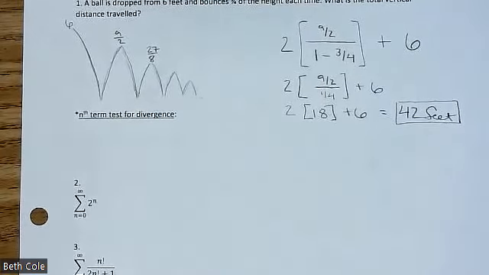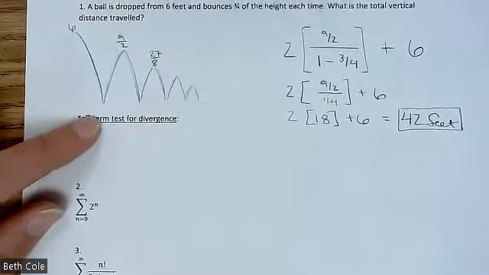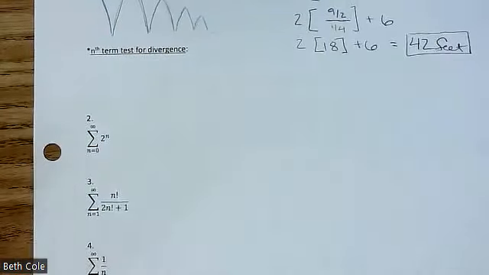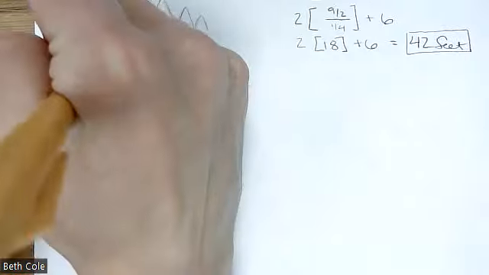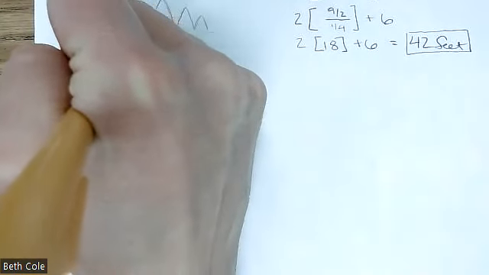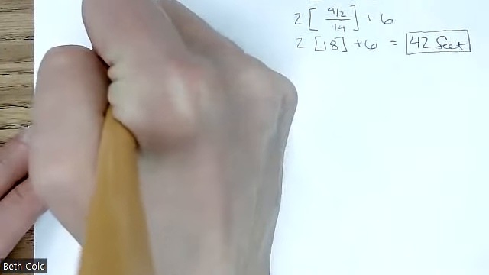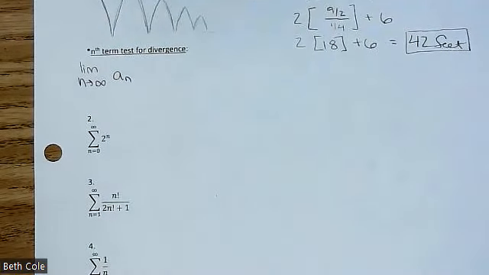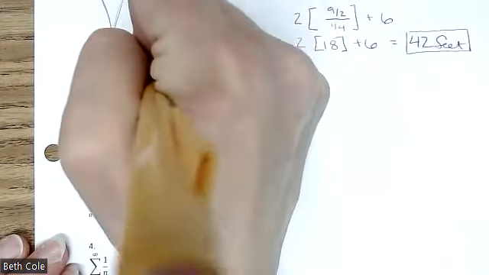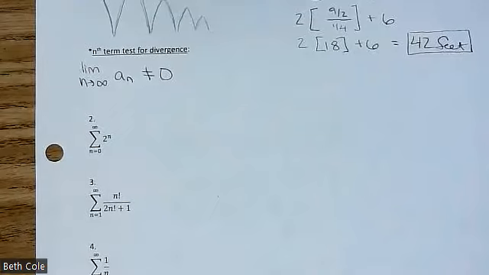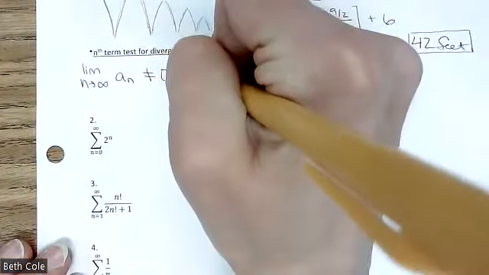All right, so that was just a review of another geometric one, just turning it into a story problem. We're going to do 2 tests today. One is called the nth term test for divergence, and then the other is the integral test. So we'll do this first one, and then I'll give us a break, and then we'll do the other one. So here's your nth term test for divergence. You're going to do the limit as n goes to infinity of a sub n, the series, which is just the stuff that's there, whatever the problem says. So if that limit does not equal 0, if that goes to any other number besides 0, then it diverges.